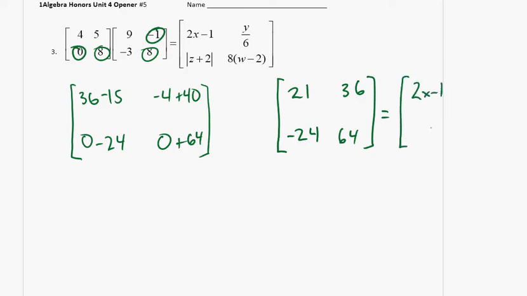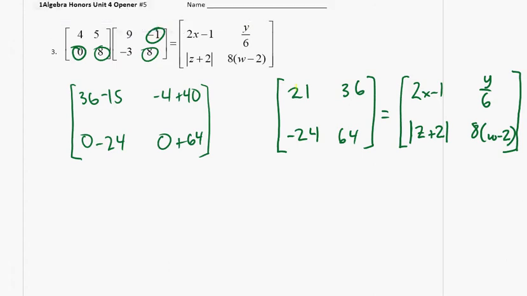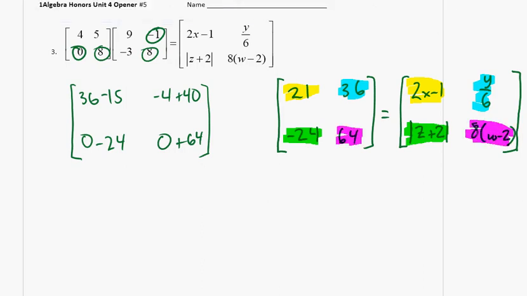2x minus 1, absolute value of z plus 2, y over 6, and 8 times w minus 2. Alright, so as we said just a second ago, in order for these two matrices to be equal, each element in the first must be equal to its corresponding element in the second. So 21 is going to be equal to 2x minus 1, and negative 24 is going to be equal to the absolute value of z plus 2, and 36 is going to be equal to y over 6. I think you get the picture. 64 is going to be equal to 8 times w minus 2.